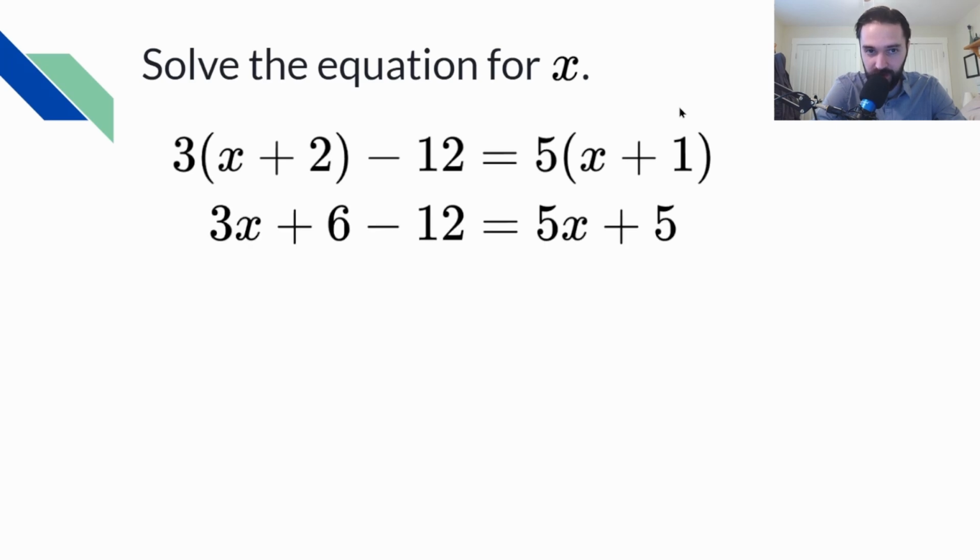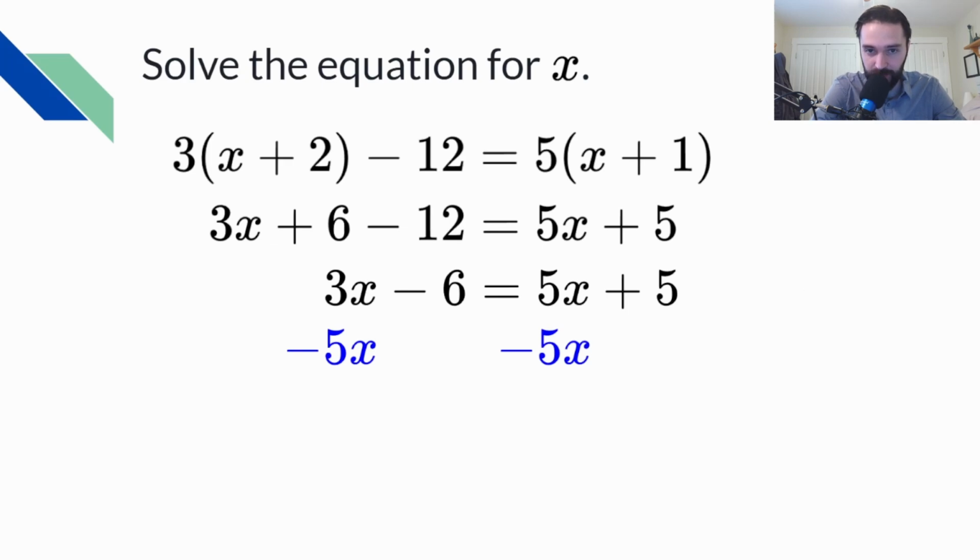When we distribute, we get 3x plus 6 minus 12 equals 5x plus 5. So next we can add these constants together. We get 6 minus 12 equals negative 6. And then what we want to do is subtract 5x from both sides. So when we do that, we'll get everything involving x on the left-hand side. And we also want to add 6 to both sides. When we do that, we'll take all the constants to the right-hand side. So on the left, we have negative 2x, and then on the right, we have 5 plus 6, which is 11.